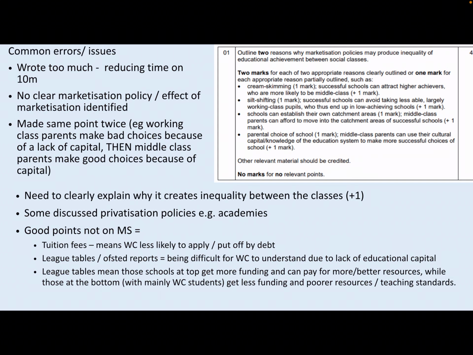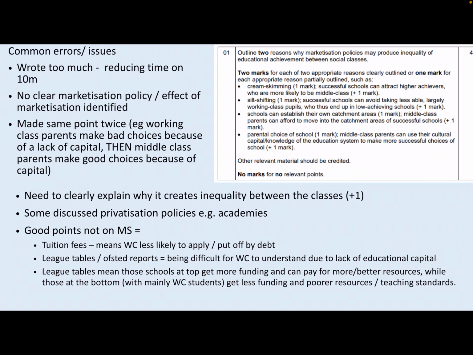You could have made a point about league tables and Ofsted reports being difficult for the working class to understand because of a lack of educational capital. And another point about league tables, because it's a different development, so I would have credited it, means that those schools at the top get more funding and can pay for better resources, while those at the bottom, mainly working class students, get less funding, poorer resources and poorer teaching standards.